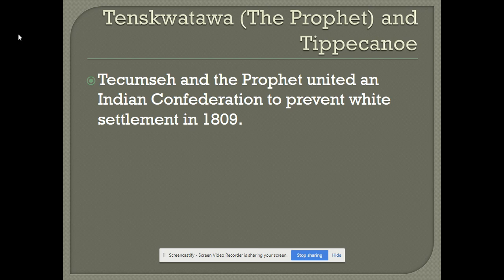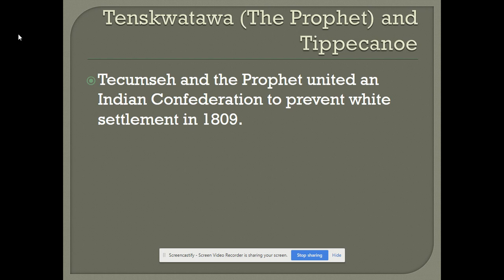And what ends up happening is the governor of Indiana, a guy by the name of William Henry Harrison, wanted to try to dislodge Native Americans. Now, Harrison is going to actually become president of the United States, and really became president of the United States because of his war record.